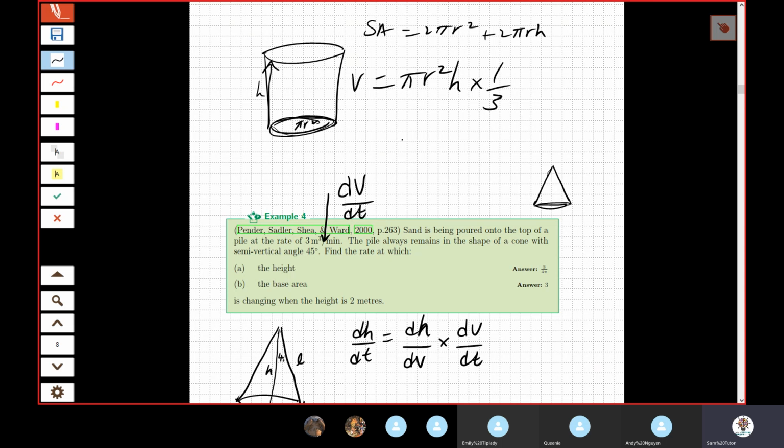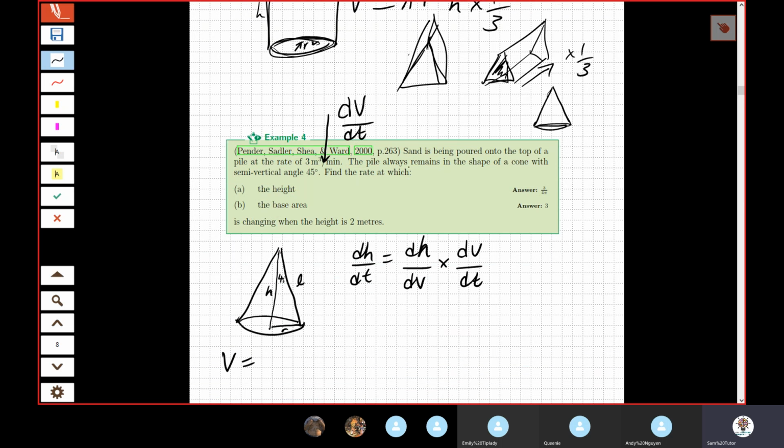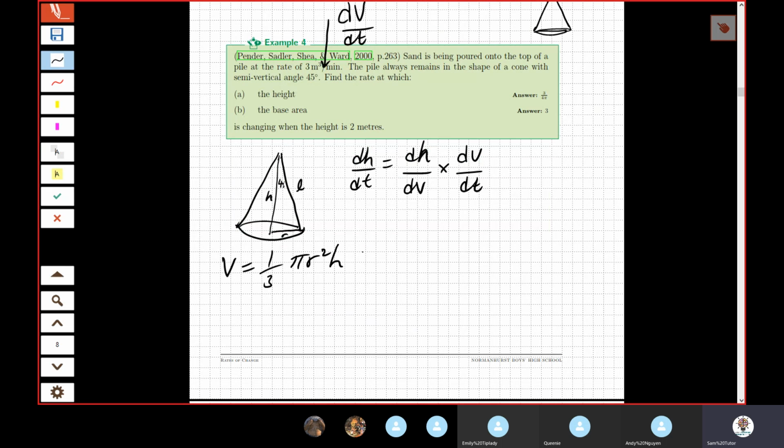Any pyramid. So if I have a triangular pyramid, you just find a triangular prism. Imagine that with a prism. So it'll just be this area multiplied by depth, and then you just times it by 1/3. And that'll give you the pyramid. So same thing with this: the volume is just 1/3 pi r squared h.